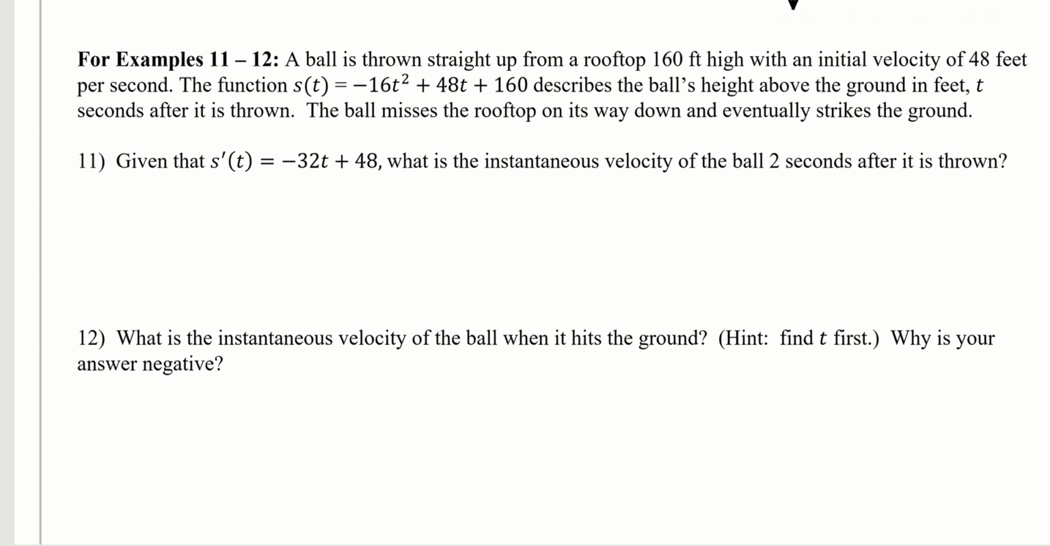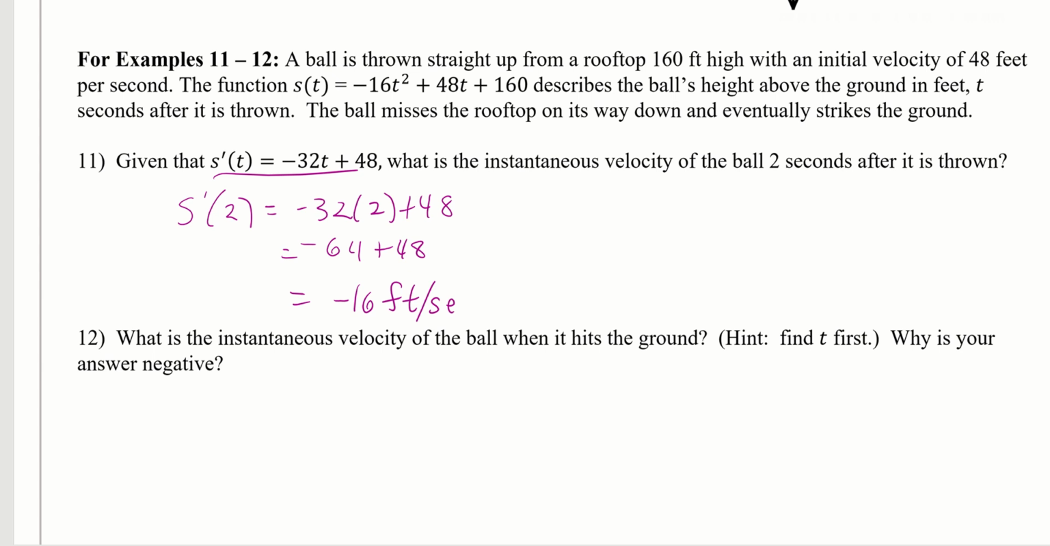Okay? So given that s prime is equal to that, our derivative, it's super nice of us, we already gave it to you. It says, what is the instantaneous velocity of the ball 2 seconds after it's thrown? So the nice part is, since we already have the derivative, we don't have to go through all that work. The instantaneous velocity is going to be plugging that 2 in there. So s prime of 2, negative 32 times 2 plus 48. So what's that, negative 64 plus 48. So it's going to be negative 16 feet per second.